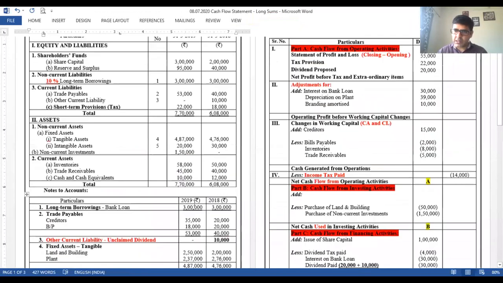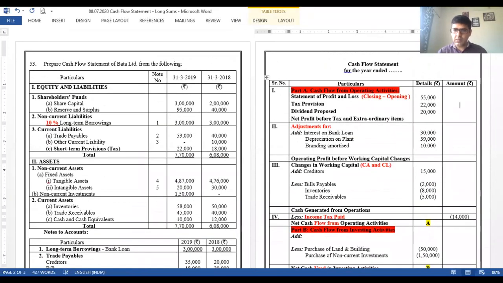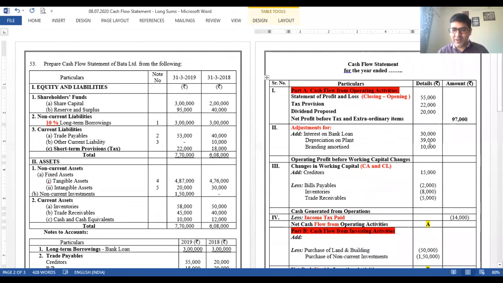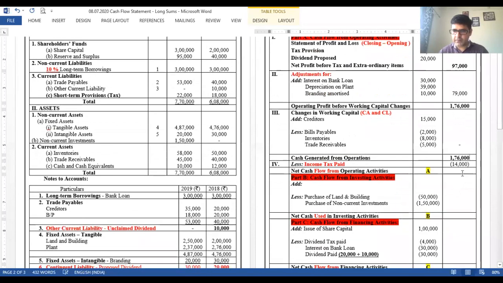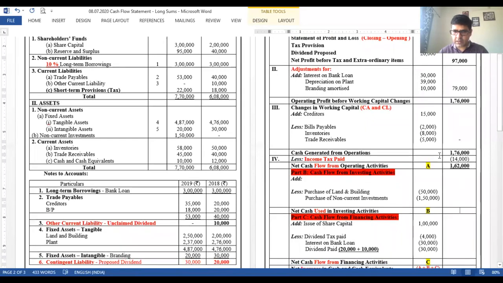Okay, so let us get the totals and all. Yes, 97. Okay. 79,000. Yes. Okay. Operating profit before working capital, 1,76,000. 176. 26. Okay. Over here now. Zero. 176 minus 14, 162. Okay. Over here, investing activity, there is nothing to add.